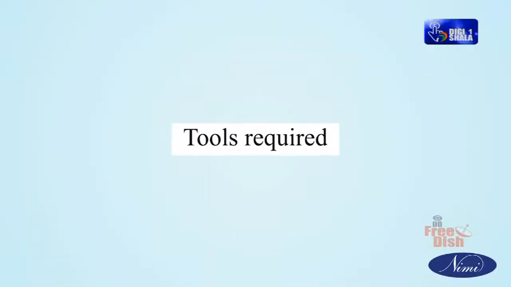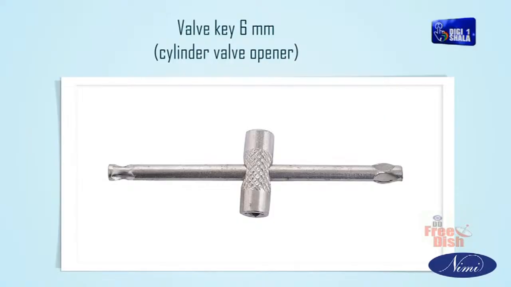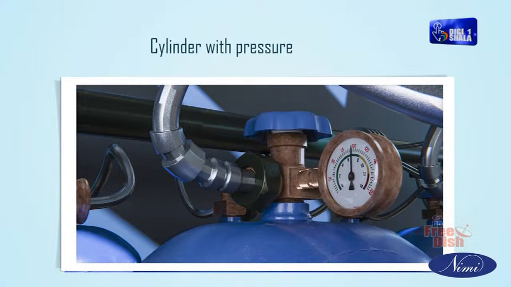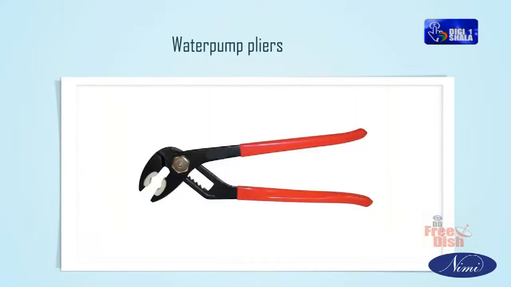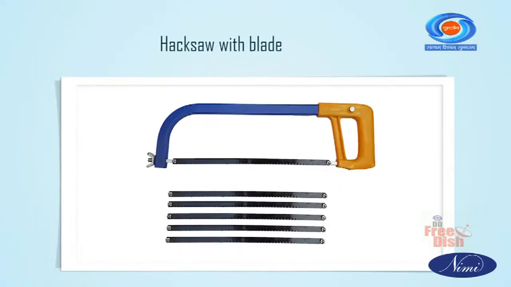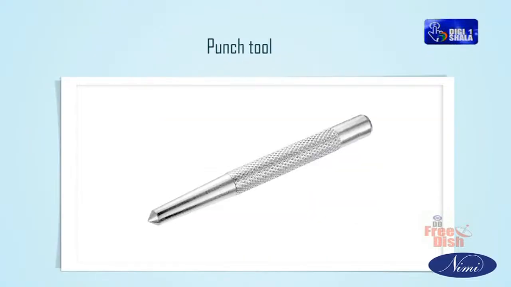Tools required: adjustable wrench 200 mm, valve key 6 mm, cylinder valve opener, pressure gauge with adapter, cylinder with pressure, water pump pliers, pipe cutter, hacksaw with blade, tri-square, punch tool.